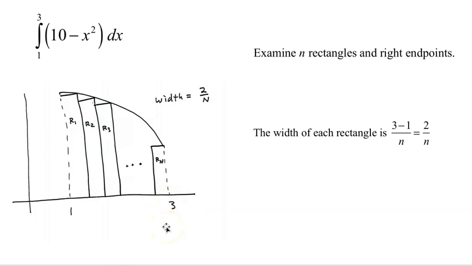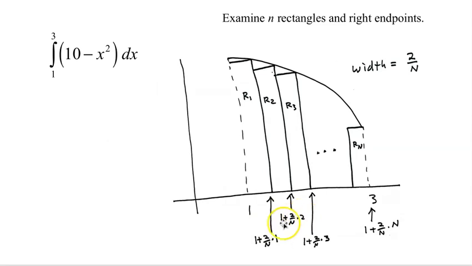So we want to use the right endpoints. We want to see what those endpoints are. So let me go ahead and carefully demonstrate that. So 1 plus 2 over n times 1, 1 plus 2 over n times 2, 1 plus 2 over n times 3, ending at 1 plus 2 over n times n. That's what we want. That's what we're going to try to get. Each width is 2 over n. So we make our table.